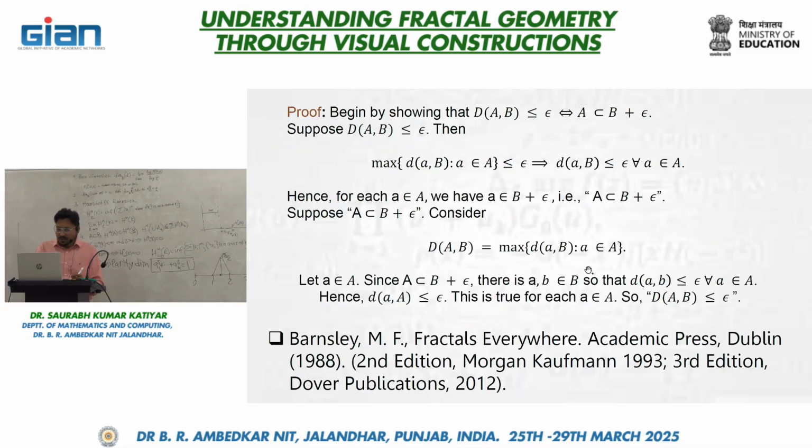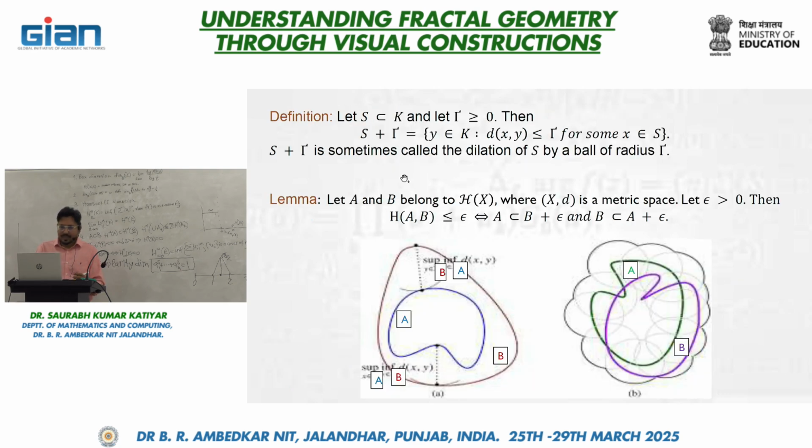So now we go further. The proof of this lemma will be very easy. Begin by showing that, what is H of AB? H of AB is the maximum of d of AB comma d of BA. So first we have to see d of AB less than epsilon and d of BA less than epsilon, and we have to show that A is a subset of B plus epsilon and B is a subset of A plus epsilon. Then the other way we will show A is a subset of B plus epsilon, B a subset of A plus epsilon, then we show that H of AB is less than or equal to epsilon.